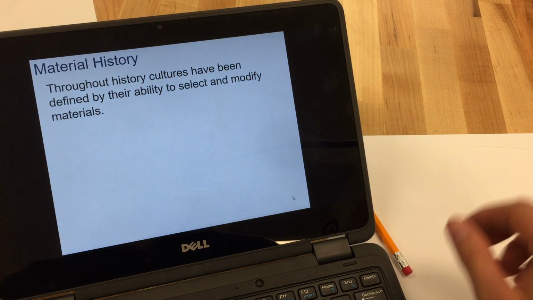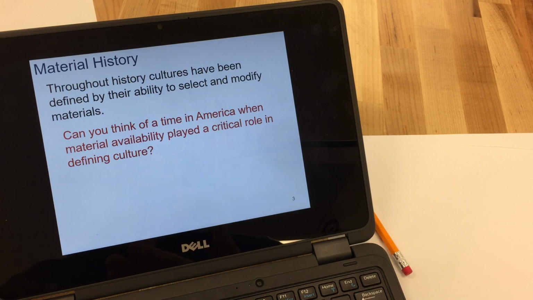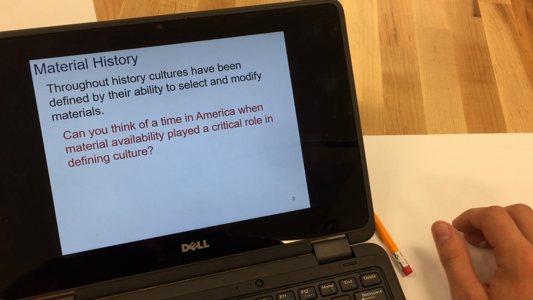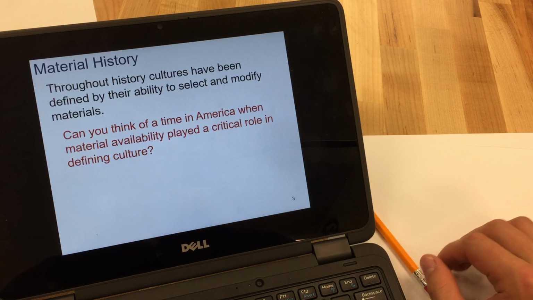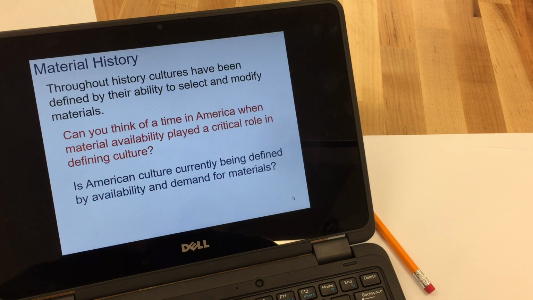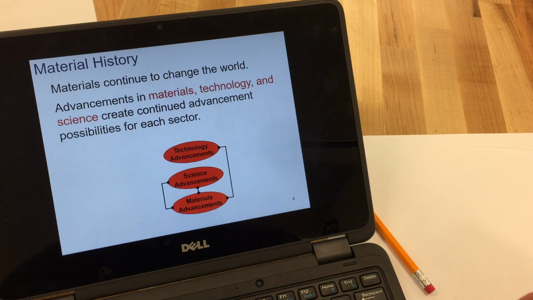Okay, so throughout history, cultures have been defined by their ability to select and modify materials. All right, kind of just using your brain. What can we use? What can we not use? In a time where material availability played a critical role in defining culture, war. All right, World War II, World War I, rations, utilizing aluminum, other types of metals when needed would be a good example. All right, so advancements in our materials and technology allow us to either create new materials or improve what we have.